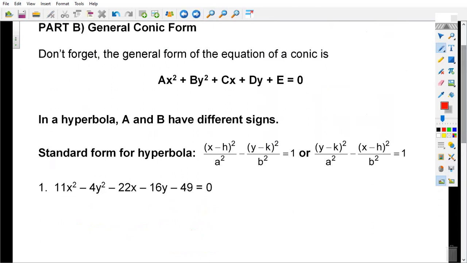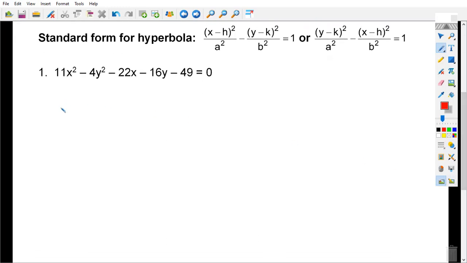It's the same thing that we did for ellipses. You're still going to follow the exact same 4 steps. The difference between ellipses and hyperbolas is that for a hyperbola, your A and your B have different signs. One has to be negative, the other has to be positive. You have to have that positive and negative in order to have a hyperbola. If they are the same sign, then it is an ellipse. So when I look here, I have a positive 11 and a negative 4. That's how I know it's a hyperbola. Do we see that?